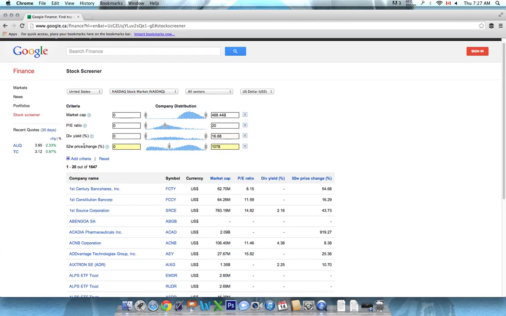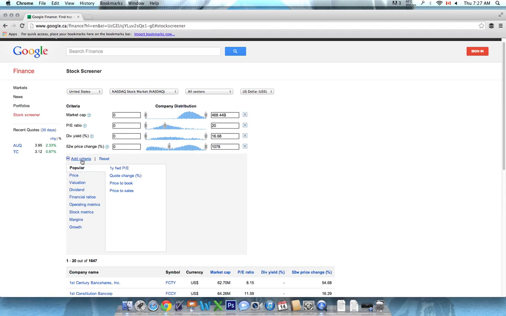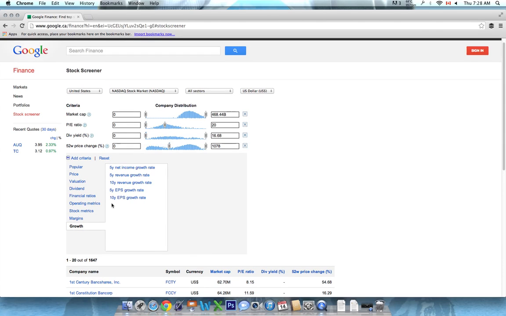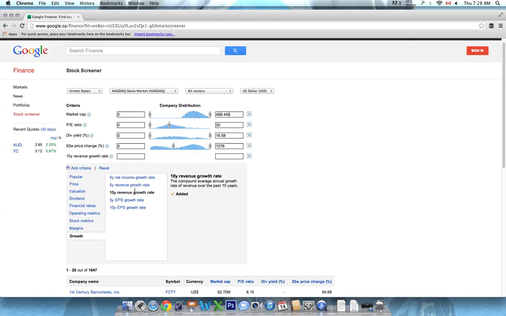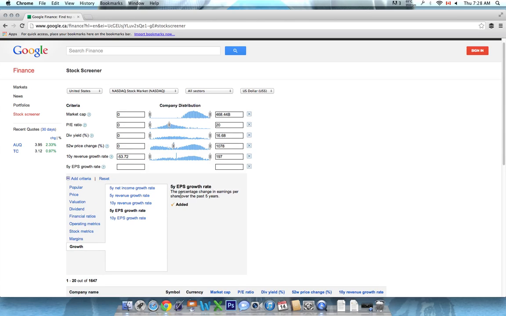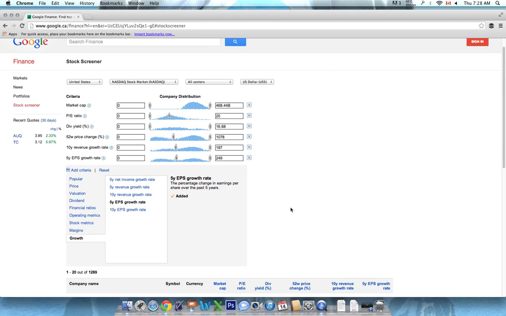Now, to really get screening for growth, click on this Add Criteria button, and you can just go down to this Growth tab. And what you're going to be looking for is a little bit of your own personal preference. I like 10-year revenue growth and 5-year EPS growth. So we can hopefully find companies that are on positive, sustainable trends forward. I'm going to go ahead and just make these so that anything with positive growth is coming up on our growth screen.